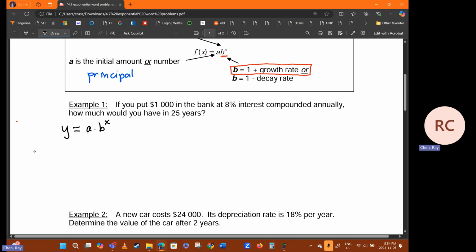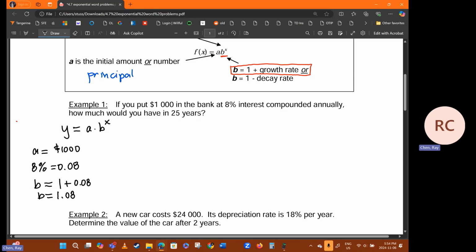I think everyone agrees the a value is the initial amount. So that is our $1,000. The 8% seems to be the growth rate. As 8%, you change it to a decimal, so it's 0.08. Thus, the b value, or the base, is going to be 1 plus 0.08, which of course really means that the b value is going to be 1.08.